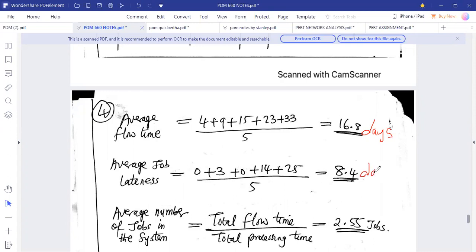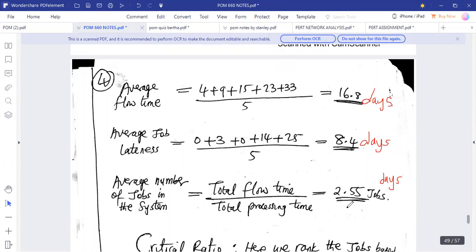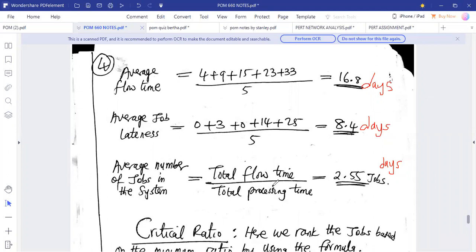So we are going to do a summary table. Among the four of them, actually, because there are four criteria we're looking at: the first come, first serve, the shortest processing time, the earliest due date, and the critical ratio. To get the average number of jobs in the system, we simply take the total flow time and divide by the total processing time.